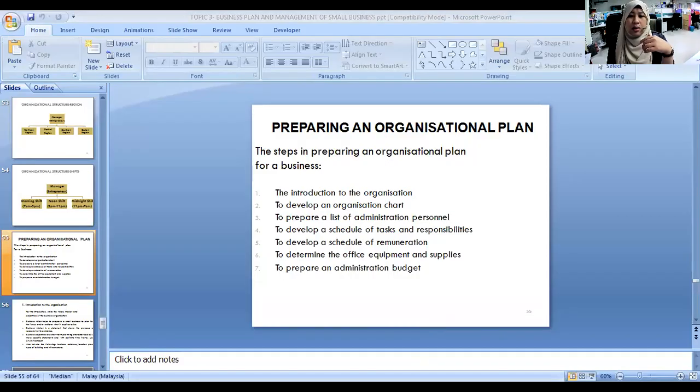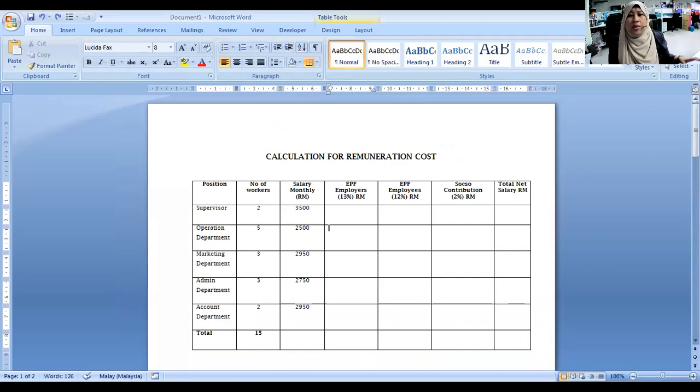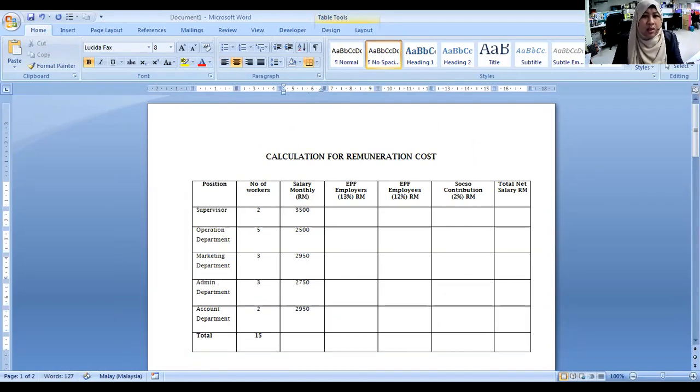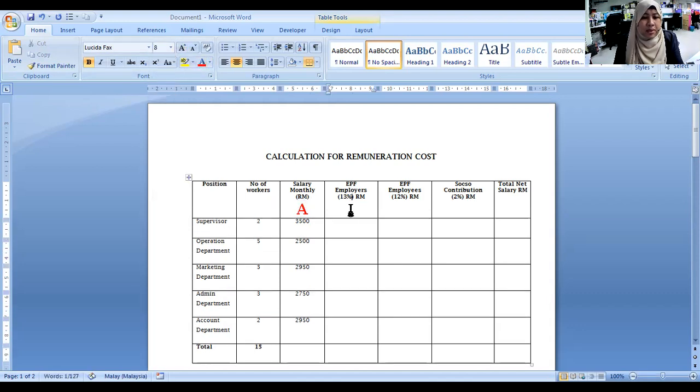Okay, so today I will change a little bit. Okay, I will share it with you. This is the part of the calculation for remuneration costs that I promised all of you that I will teach. So the first one, in order to have this, maybe I should put an indicator like here, this is A. I don't want you to be confused. This is B.